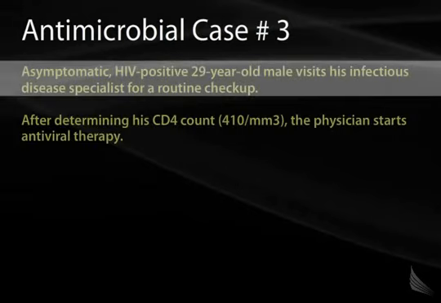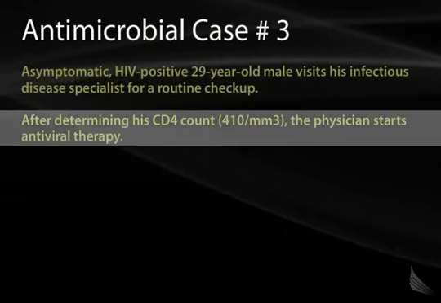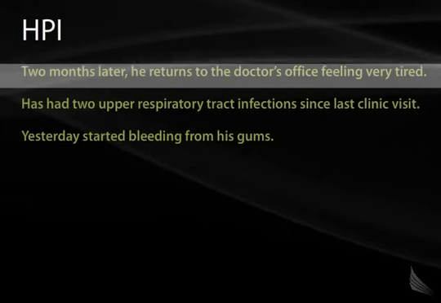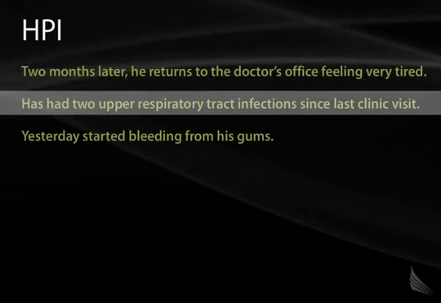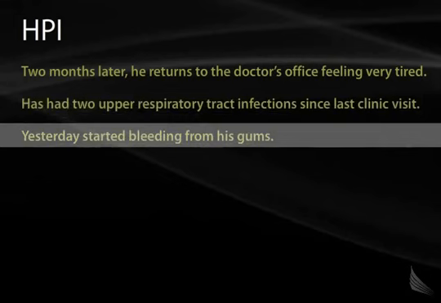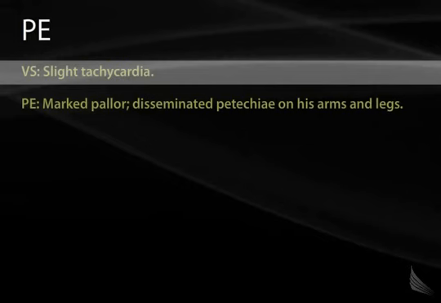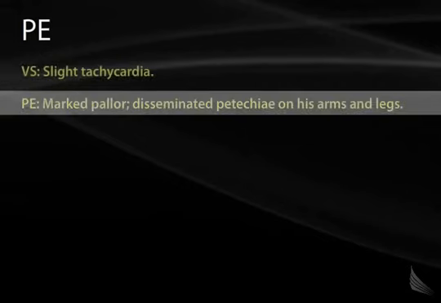For antimicrobial case number 3, we have an asymptomatic HIV-positive 29-year-old male who is visiting his ID specialist for a routine checkup. After determining his CD4 count is 410, the physician is at that point going to start antiviral therapy. 2 months after going to the doctor, he returns to the doctor's office feeling very tired. He's had 2 upper respiratory tract infections since his last clinic visit, and the day before presentation, he started bleeding from his gums. On physical exam, you can see slight tachycardia, and you can also see marked pallor and disseminated petechiae on his arms and legs.